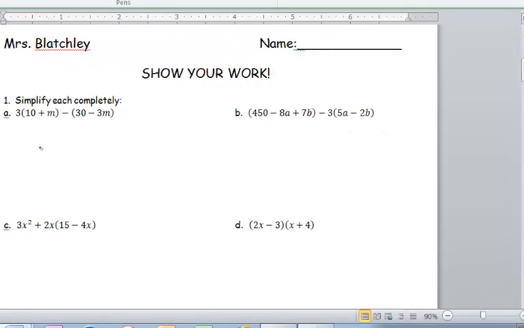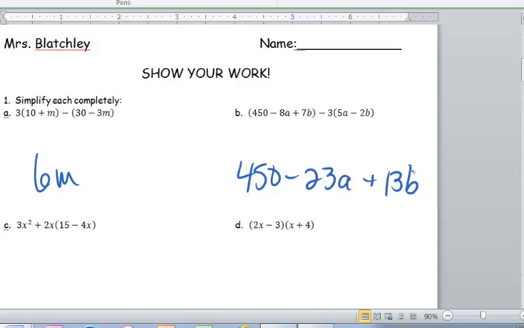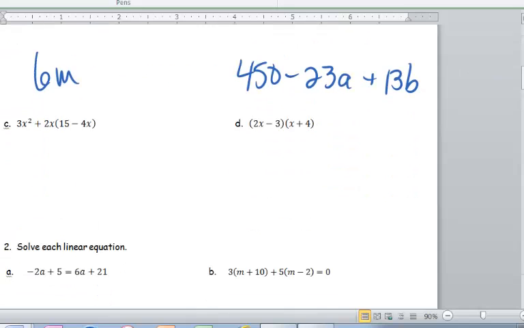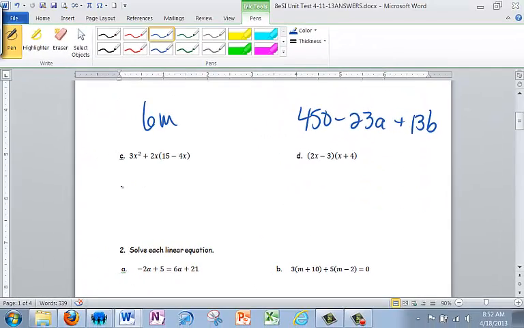So 1A, remember to distribute the negative. The correct answer is 6m. Letter B, again, there's a negative to be distributed, and when you combine like terms, the correct answer is 450 minus 23a plus 13b. Letter C, distribute and combine like terms. The correct answer is negative 5x squared plus 30x.